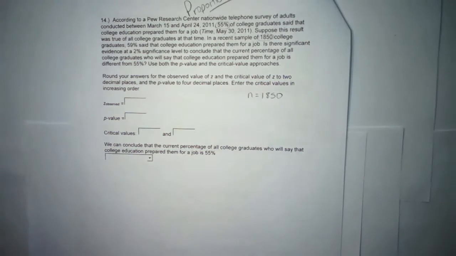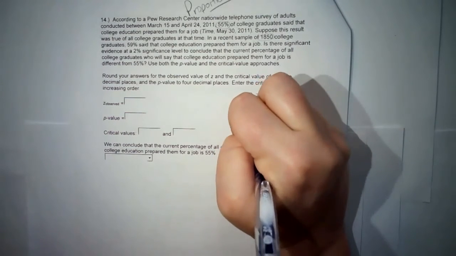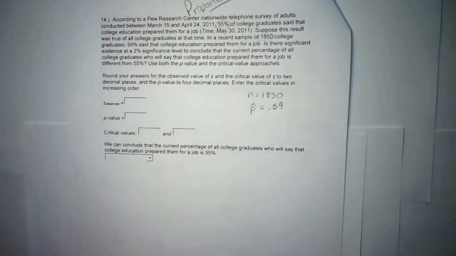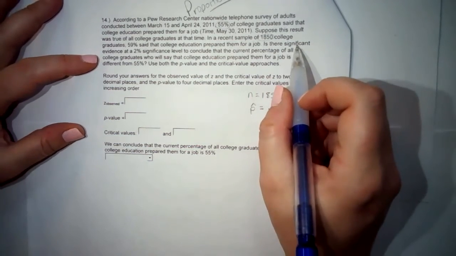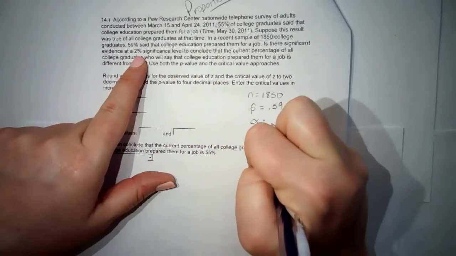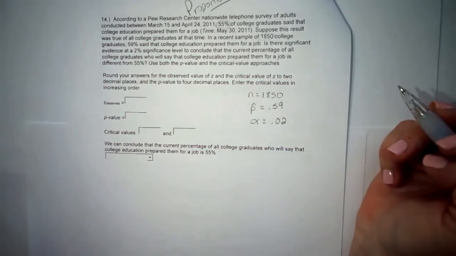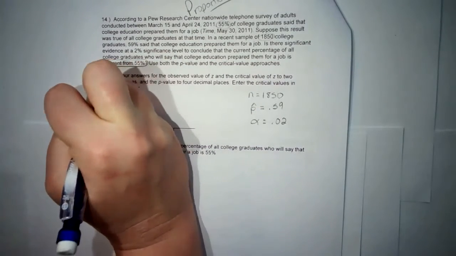We are in the same sentence as the sample and it's a percent. So that's our sample proportion, so it gets the hat, p hat. Remember, p hat's your sample, plain p is your proportion. All right, is there significant evidence at a 2% significance level, that's alpha, 0.02, to conclude that the current percentage of all college graduates who will say that college education prepared them for a job is different from 55%.